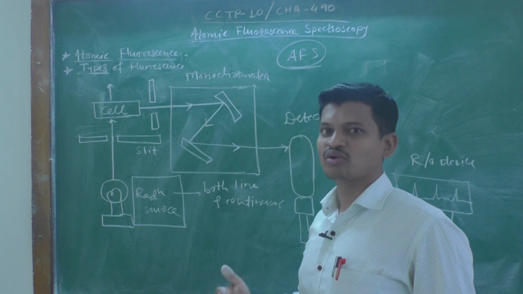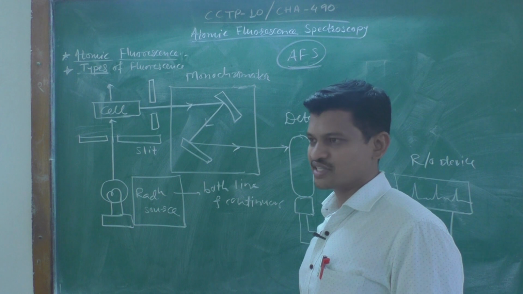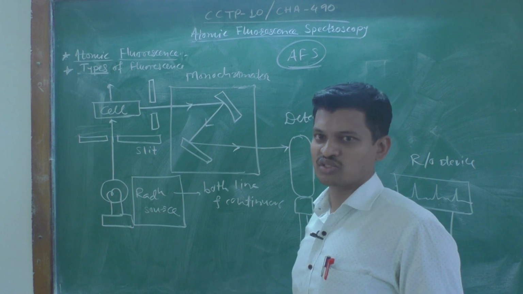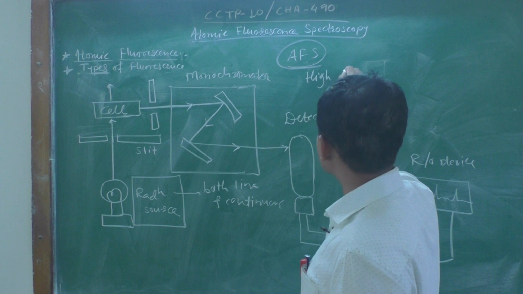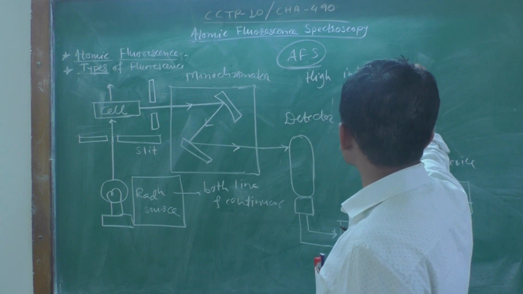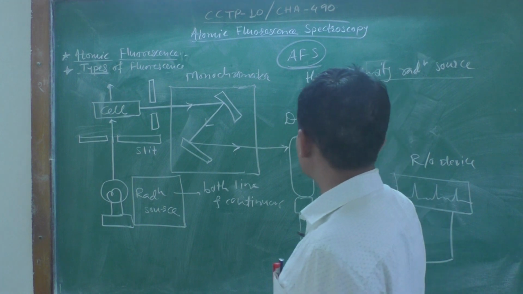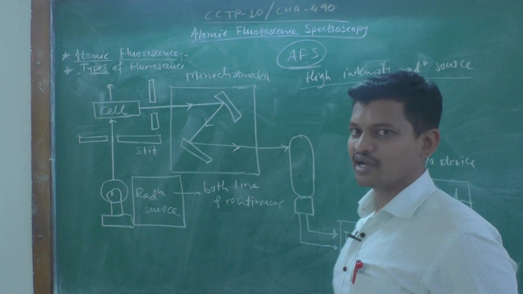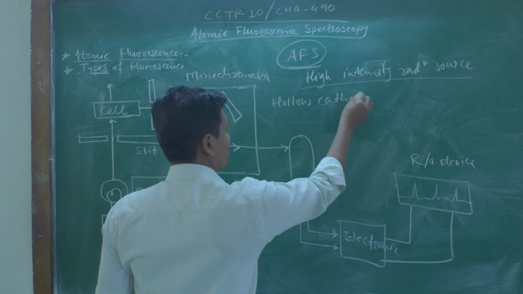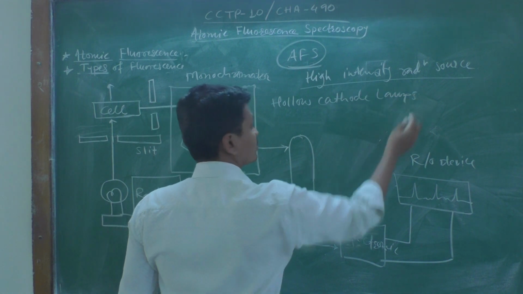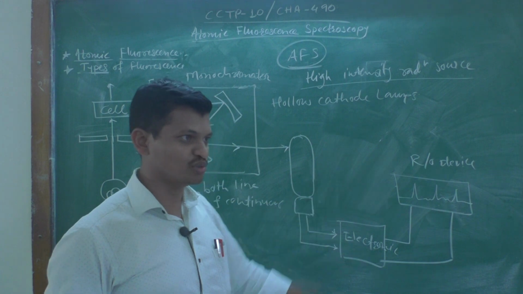So in order to improve this property of intensity, generally high intensity radiation sources have been used in AFS. Different types of line radiation sources have been used, and they may include the hollow cathode lamp. Then the hollow cathode lamps which have higher intensity than the simple hollow cathode lamps can also be used.